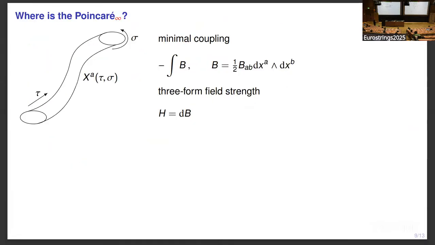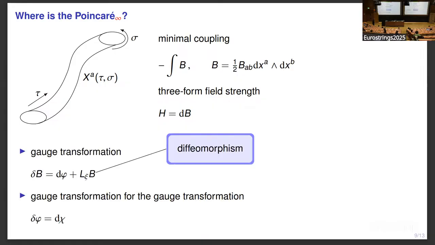I promised you Poincare infinity, right, which is much more fancy. So how do you get this one? To get this one, the only thing you really have to keep in mind is that the string is an extended object. So it will not couple like an electron, for example, to a one-form field, but it will couple to a two-form, the B field. And then, of course, this two-form has a three-form field strength.